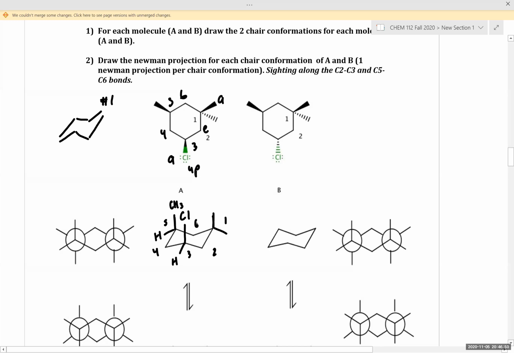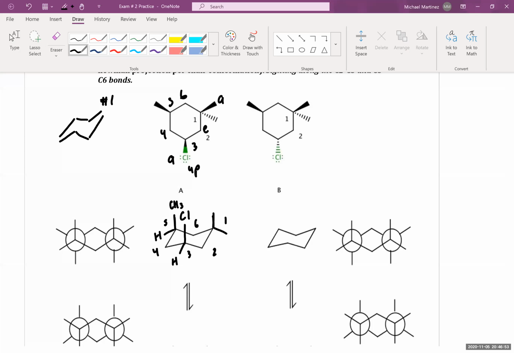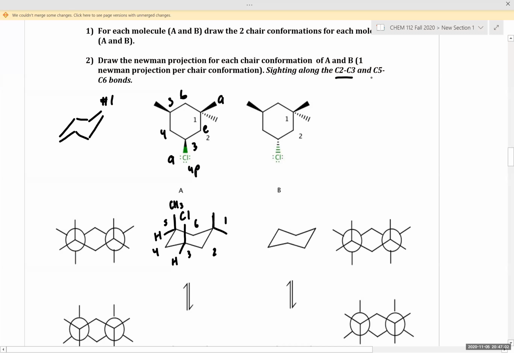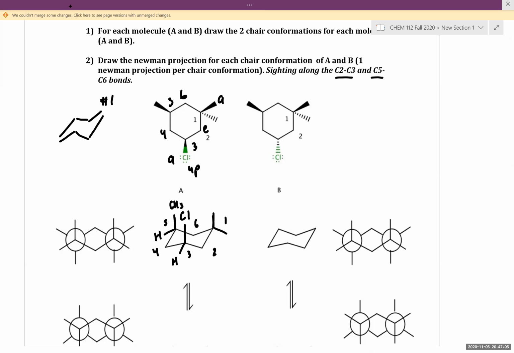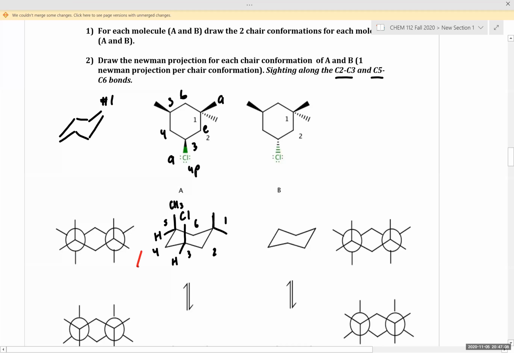Okay, so in the problem, we're asked to draw out the Newman projections looking down the C2, C3, and C5, C6 bonds. So this carbon right here is carbon 4. Does that make sense to everyone where we're looking? Does that view make sense?